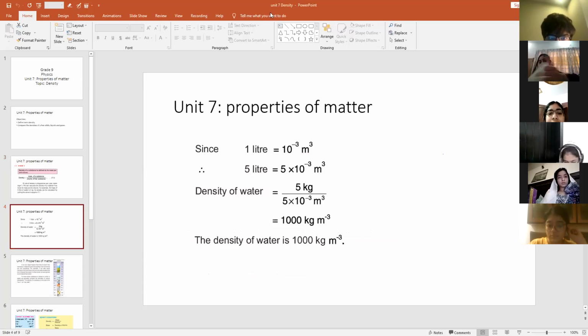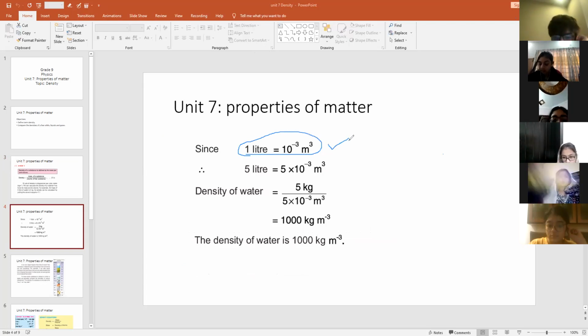As you know, 1 liter is equal to 10 raised to power minus 3 meter cube. Sometimes the volume can be given to you in liter or centimeter cube, so you have to convert the unit to meter cube if required. So 1 liter is always equal to 10 raised to power minus 3 meter cube. You have to memorize this, right? So if we want to take 5 liter, what we have to do is multiply 5 on the other side with meter cube, right? In this way, we can get the 5 liter.